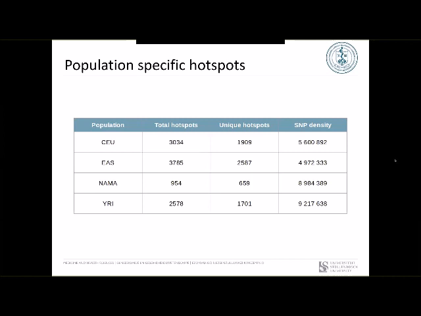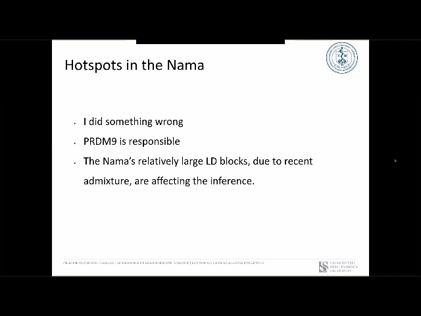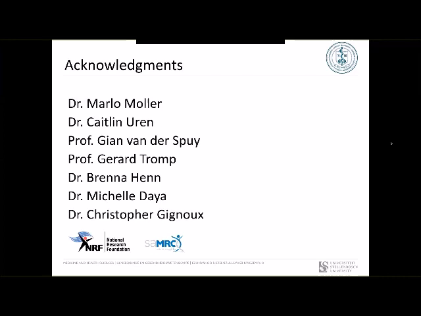So this could be due to various reasons. One, and I think this is probably it, is I did something wrong. Then there's the possibility that PRDM9 is responsible. And then finally, the Nama's relatively large LD blocks due to recent admixture are actually what's affecting the inference of the software. And that is it. I'd like to acknowledge the following people as well as welcome any of your questions.